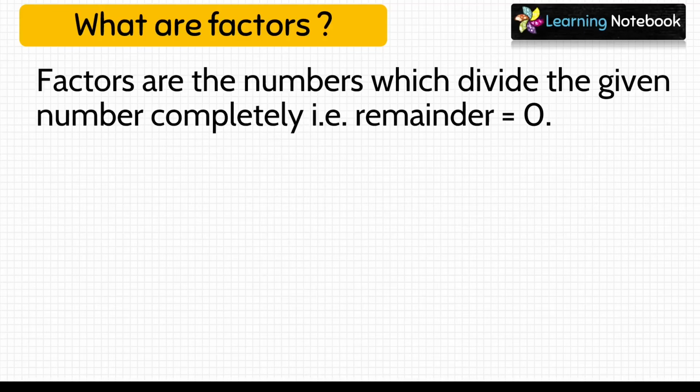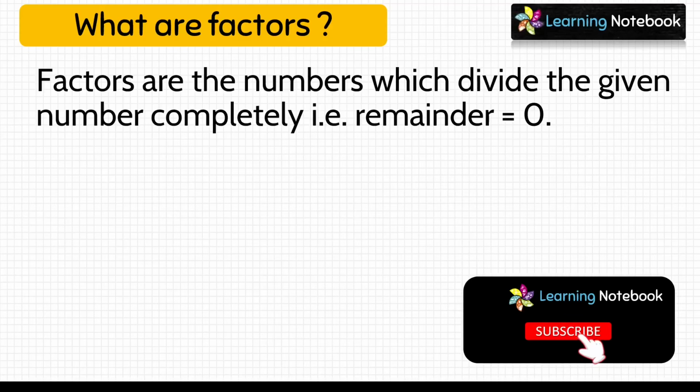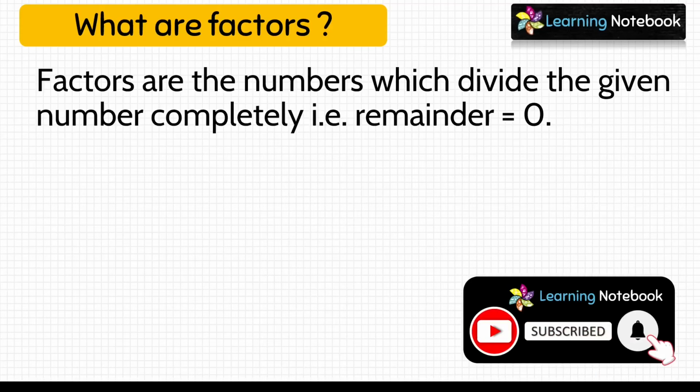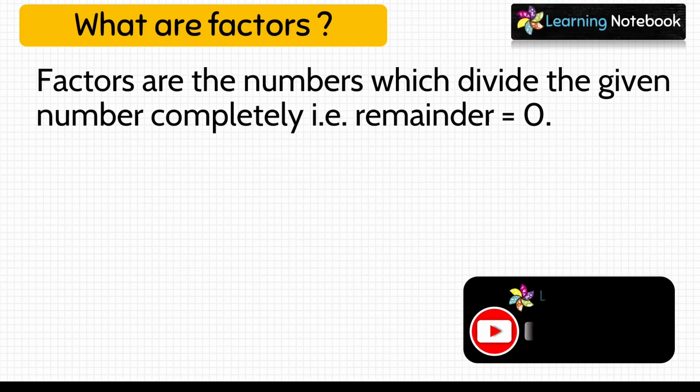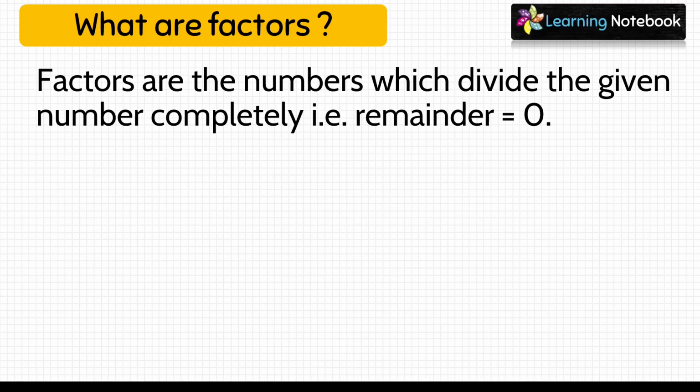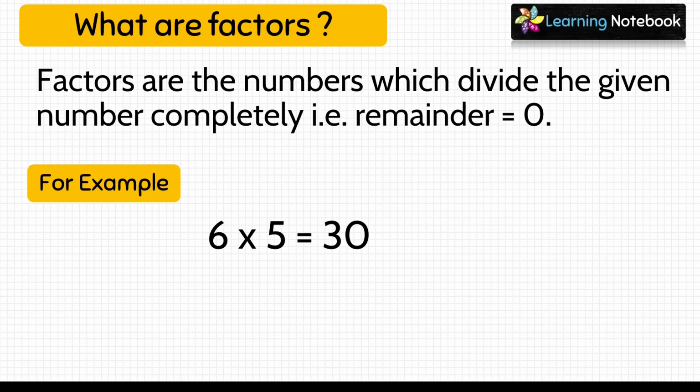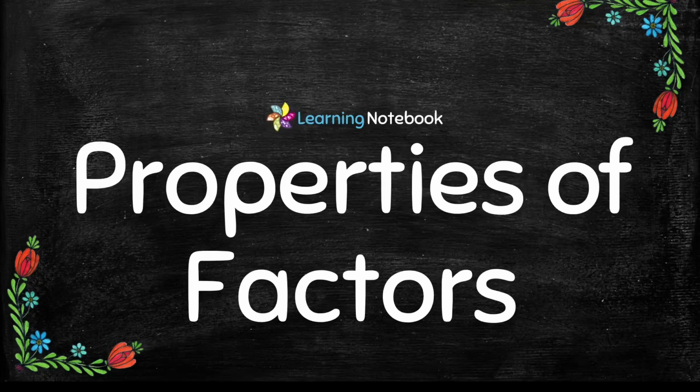In other words, we can say factors are the numbers which divide the given number completely. That is, remainder equals to 0. For example, if we divide 30 by factor 6, we get the remainder as 0. And if we divide 30 by factor 5, then also we get the remainder as 0. Now, let's learn the properties of factors.